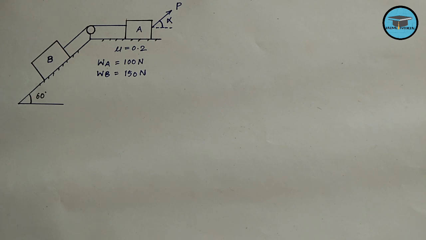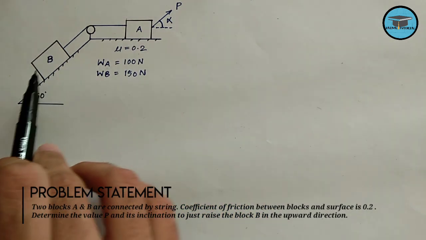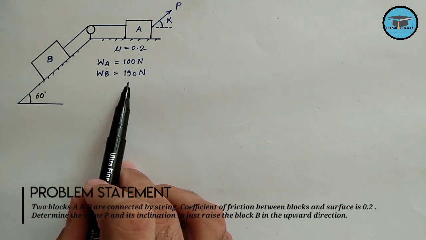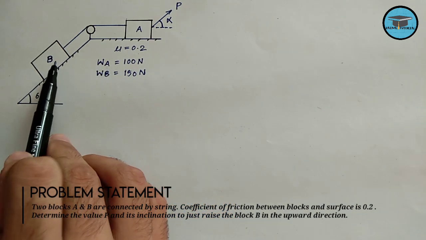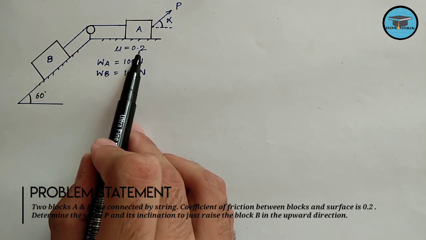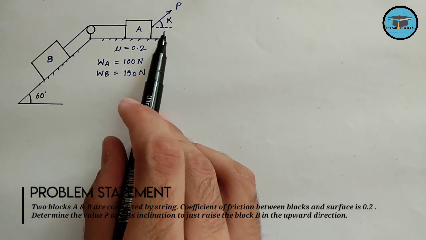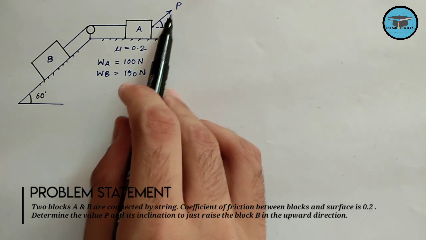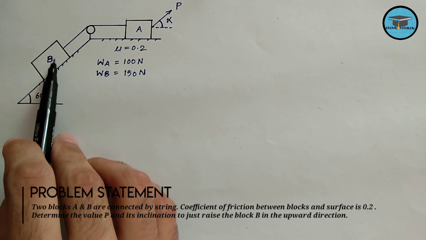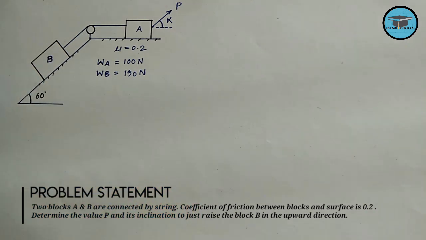I have mentioned the problem statement in the description box. It consists of two blocks, A and B, having weights of 100 Newton and 150 Newton respectively. The coefficient of friction between the blocks and the surface is 0.2. We need to determine the minimum value of P and the angle alpha required to raise block B in the upward direction. For solving such problems, our first step is to draw the free body diagrams.